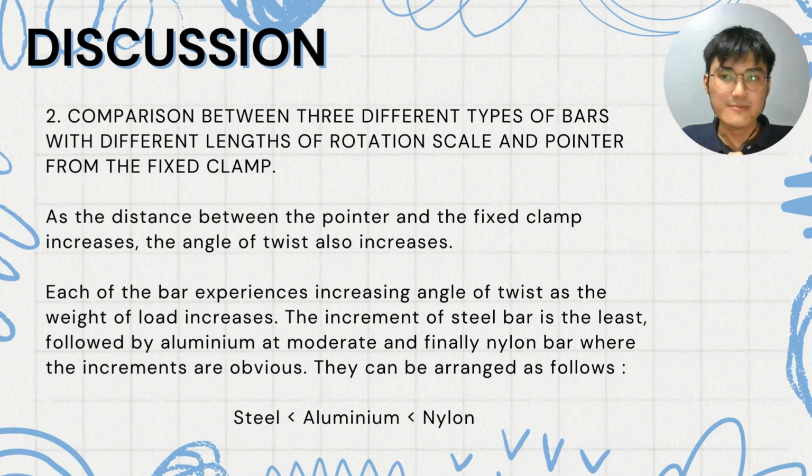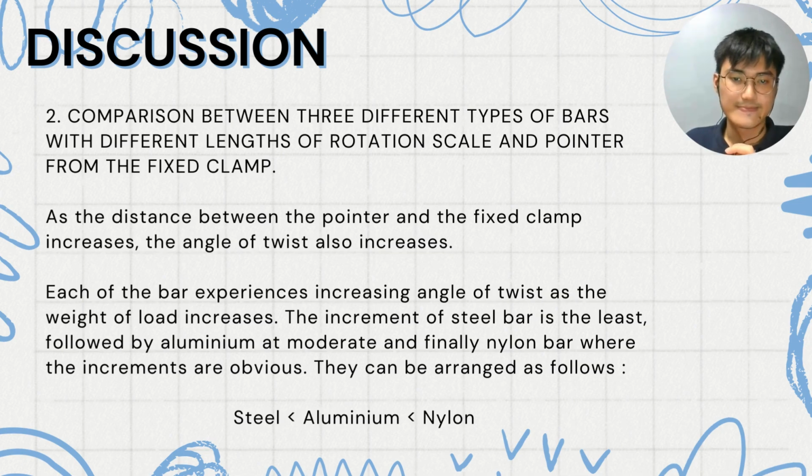For discussion part 2, which is the comparison between three different types of bars with different lengths of rotation scale and pointer from the fixed clamp. As the distance between the pointer and the fixed clamp increases, the angle of twist also increases. Each bar experiences an increasing angle of twist as the weight of load increases. The increment of the steel bar is the least, followed by aluminium at moderate, and finally the nylon bar, where the increments are obvious. They can be arranged as follows: steel as the least, aluminium in the center, and lastly nylon.